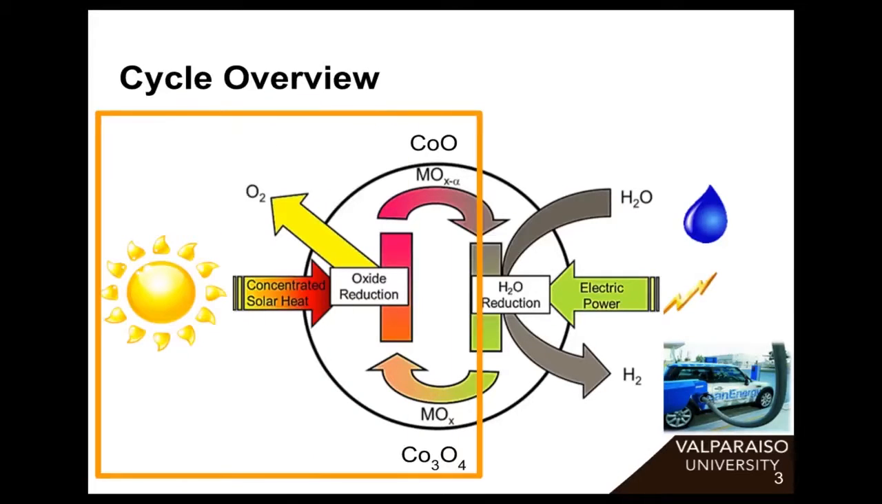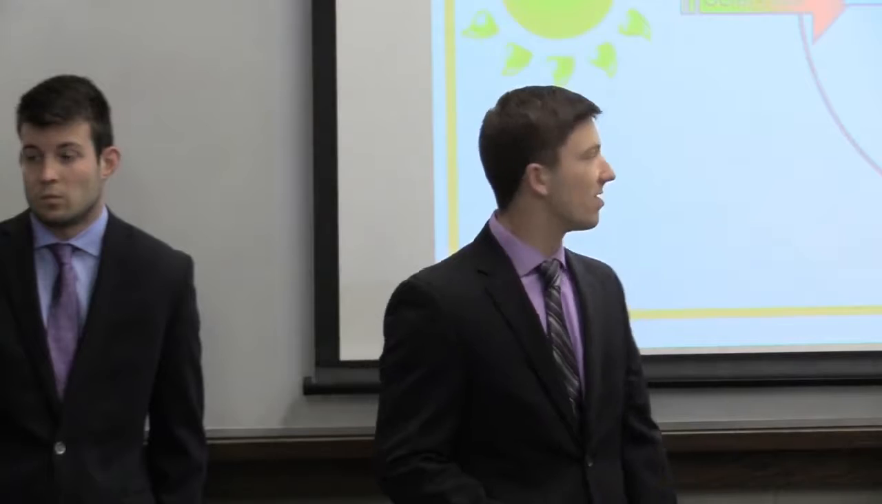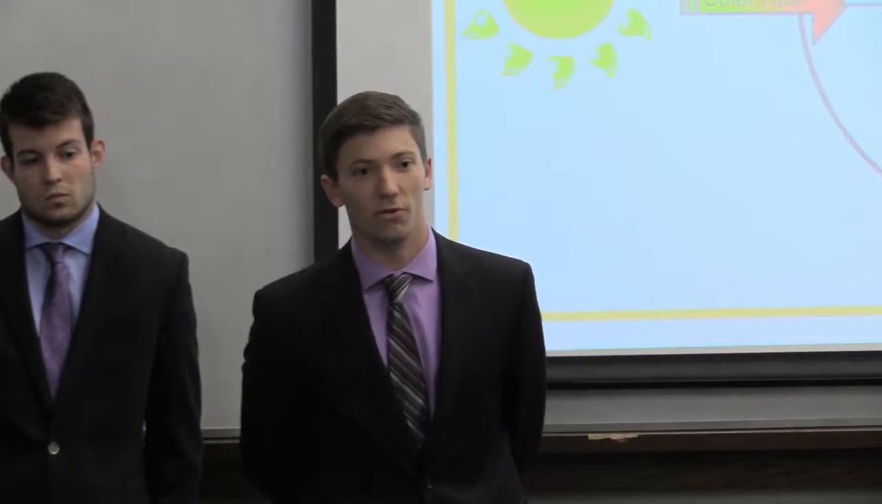So, we have shown this diagram before. This is the cycle overview that we were working with. The orange square indicates that our project was specifically oriented with the first step in the cycle. This is the part where concentrated solar energy comes in and is converted into the chemical bonds.